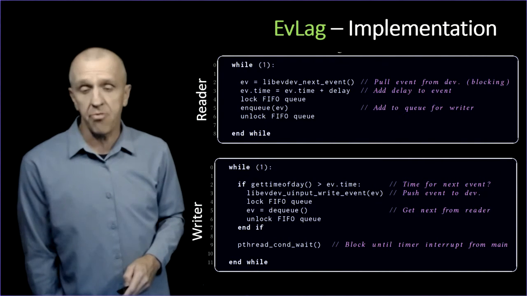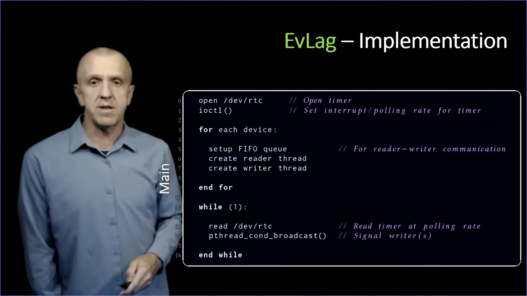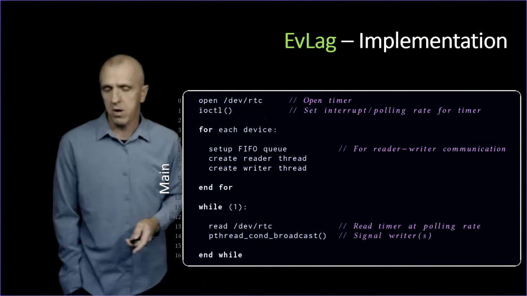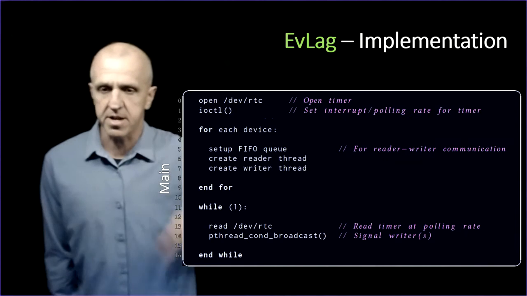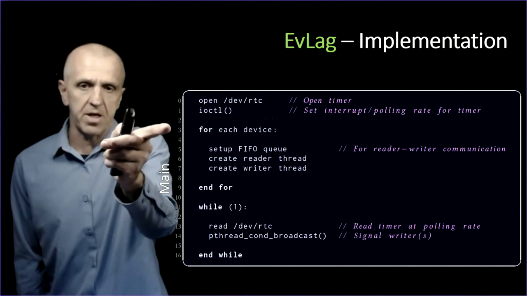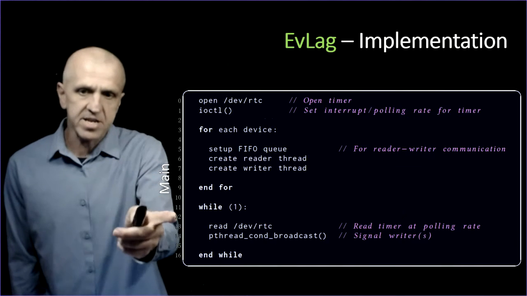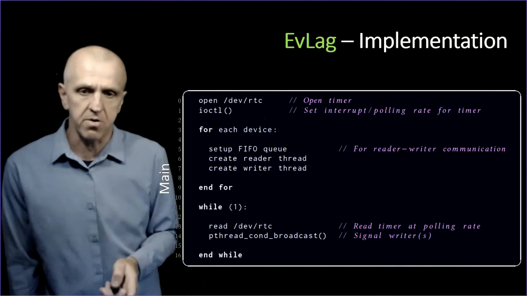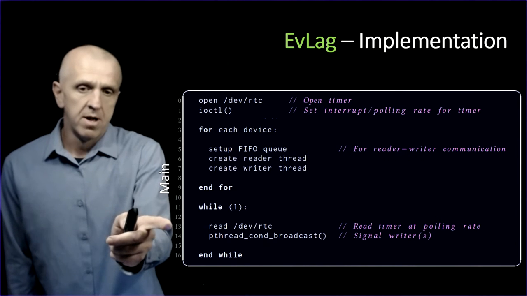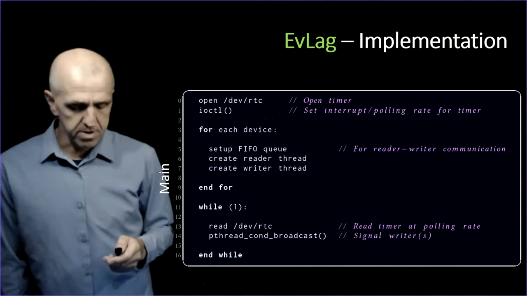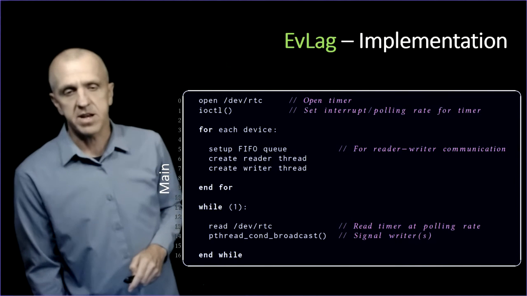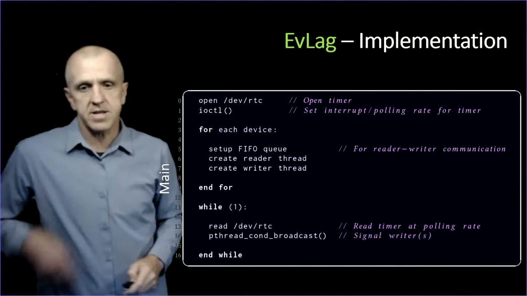And the timer is handled by the main thread. It uses the Linux RTC, the real-time clock, with a certain polling rate. And the polling rate just lets it, so you're not busy waiting on it. You're actually mostly sleeping and still getting good fidelity on the timer. For each device, it sets up its own FIFO queue. Every device has its own. And then what it's really doing is getting interrupted by the real-time timer, and then waking up that writer thread. So it decides if that writer thread has an event to dequeue or not. Okay, so that's a high-level view.